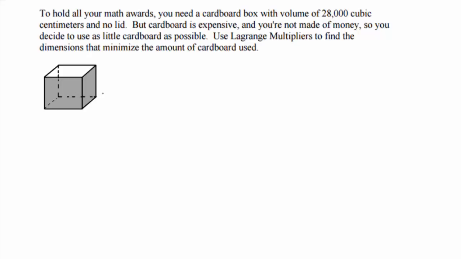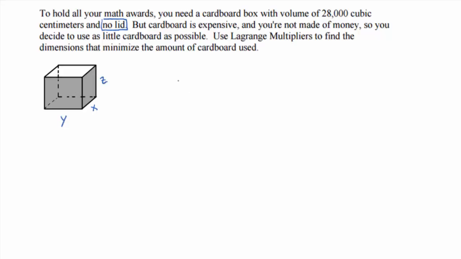So here's your cardboard box. I drew this ahead of time. I drew it with no lid. The problem does state no lid. So let's label the dimensions. The length dimension, well, let's call it the depth dimension, x. And then the height dimension I'll call z. And then this width I'll call y.